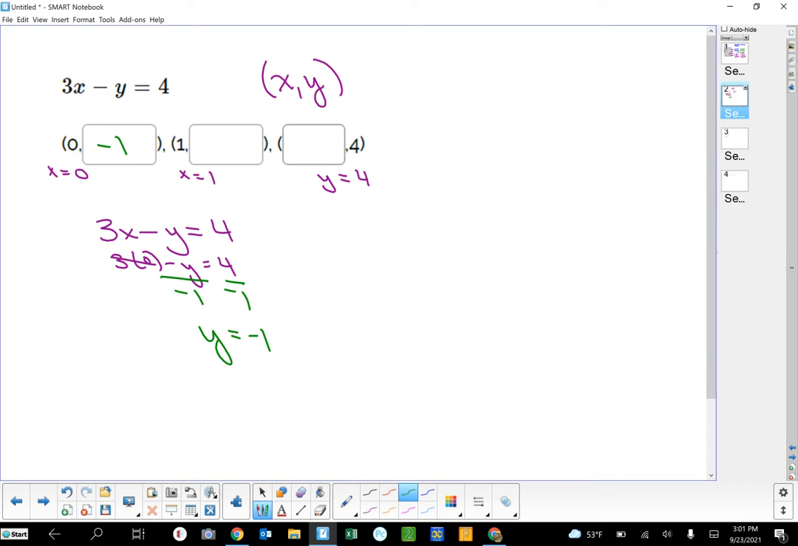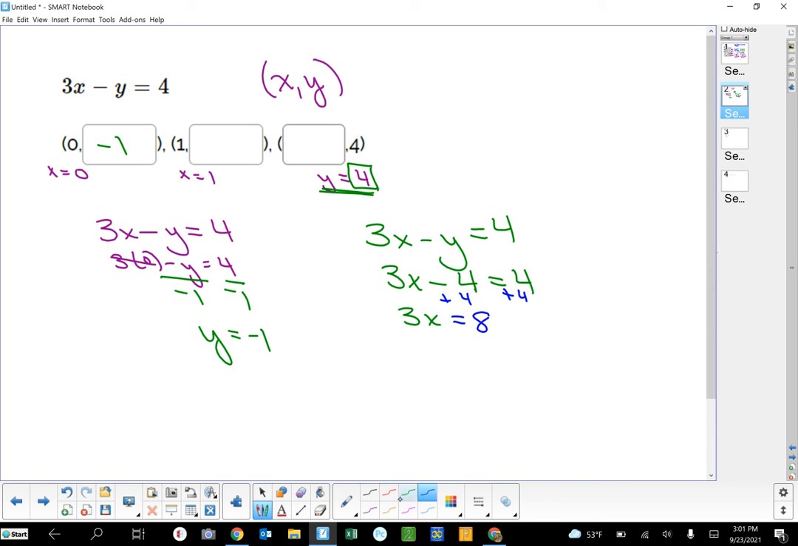All right. Be careful when you plug this guy in, though. I do want to say that. So 3x minus y equals 4. You're plugging in a positive 4. So 3x minus 4 is 4, right? Be careful with that. I'm adding a 4 and adding a 4. So I'm getting 3x equals 8, and then I'm dividing both sides by 3.